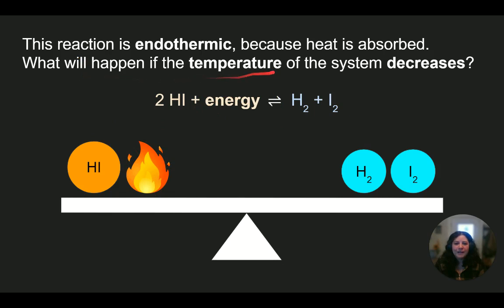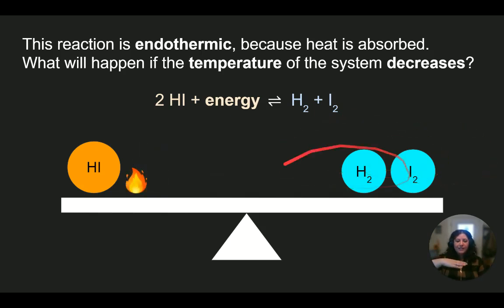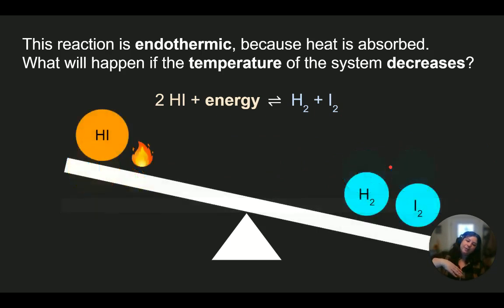And then the question says, what will happen if the temperature of the system decreases? In other words, we're going to have this energy and we're going to make it less. So it used to be like this, and now we're taking away reactants. We're taking it away. So now it's going to be imbalanced. We're going to have too much product, so it's going to be like that.